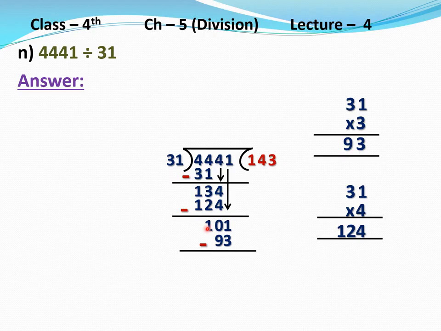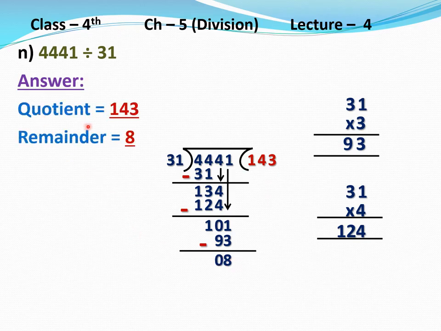First of all, this 1 will give borrow to this 0. So this 1 will become 0 and this 0 will become 10. Now this 10 will give borrow to this 1. So this 10 will become 9 and this 1 will become 11. Clear? 11 minus 3, 8 and 9 minus 9, 0. Clear? So quotient equal to 143 and remainder equal to 8. Write down. Quotient equal to 143, remainder equal to 8. Clear?